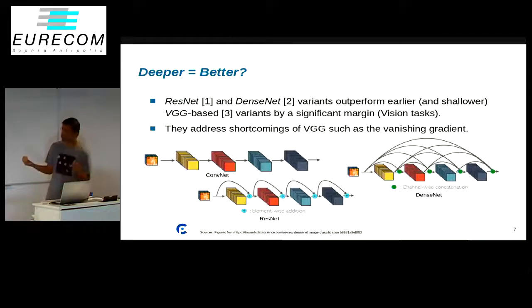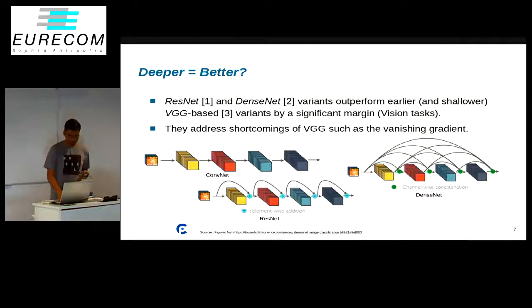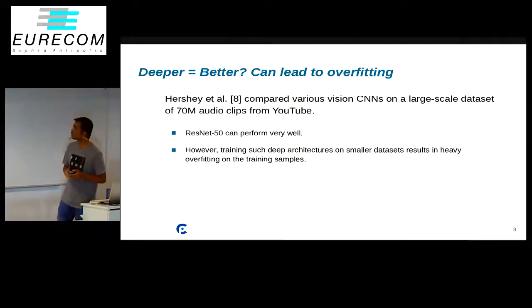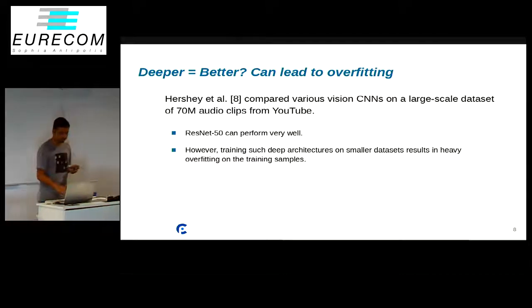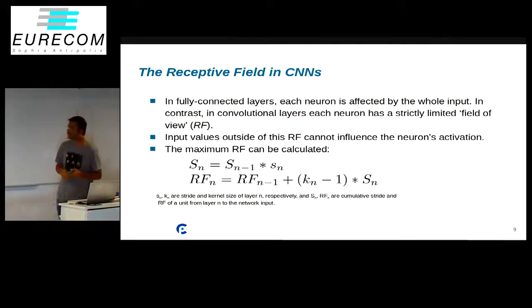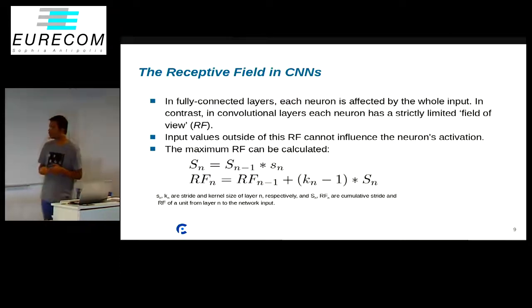ResNets try to address the shortcomings such as vanishing gradients, but that doesn't seem to work quite well here. What we also observed was that Hershey et al. used ResNets quite well on audio clips, which is a very large data set of 70 million audio clips, and it works quite well there. So one of the things that large networks have different to smaller networks is the receptive field, which is the pixels in the input space that actually affect the output neurons.